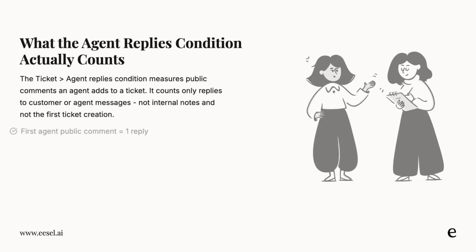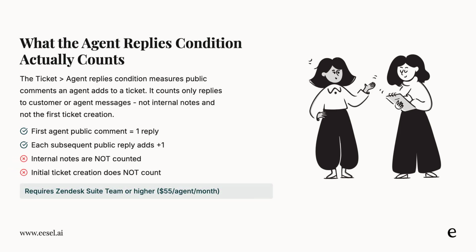The ticket. Agent replies condition counts public comments that agents add to a ticket in response to a customer or another agent. It does not count internal notes, and it does not count the first ticket creation. So the very first time an agent replies publicly, that becomes reply number 1.